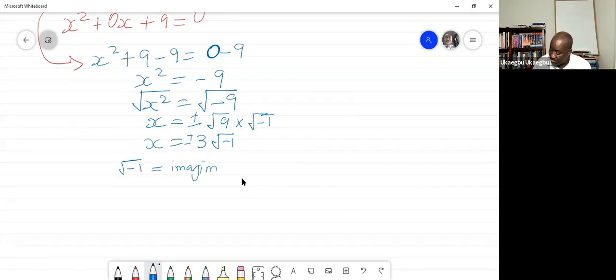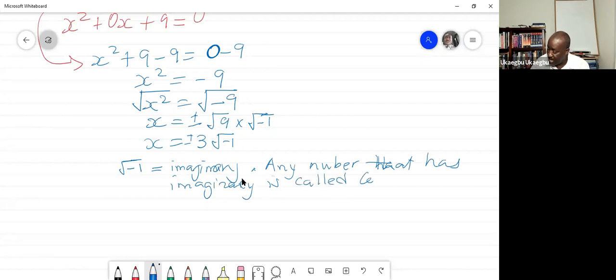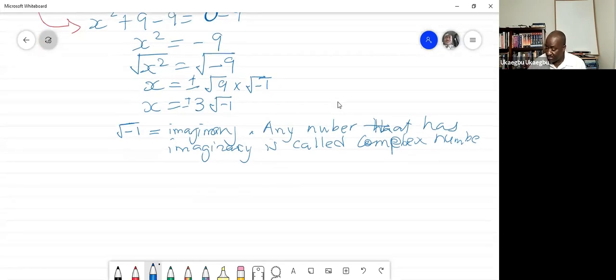Square root of negative 1 has a very special case in mathematics, and it has a special name, and that name is imaginary. Any number that has an imaginary part is called a complex number. So square root of negative 1 is imaginary, and in this case we say square root of negative 1 is i. So we have x is equal to plus or minus 3i.